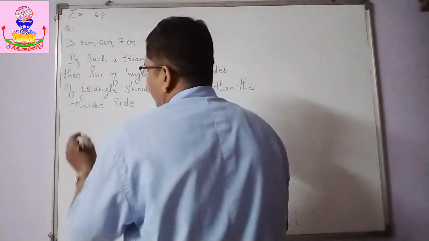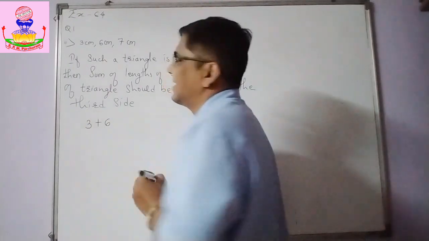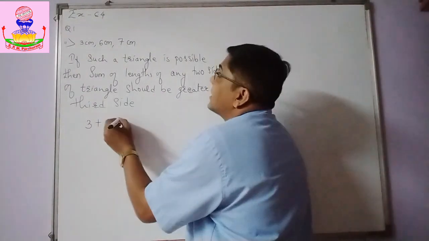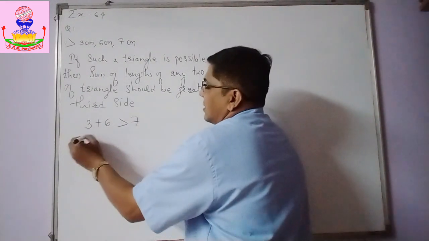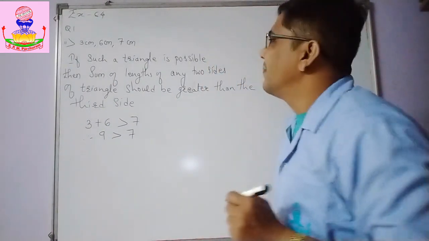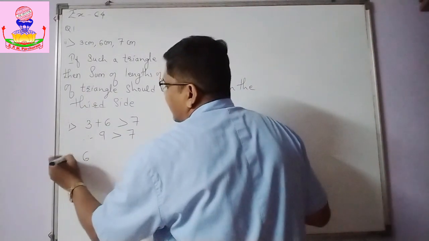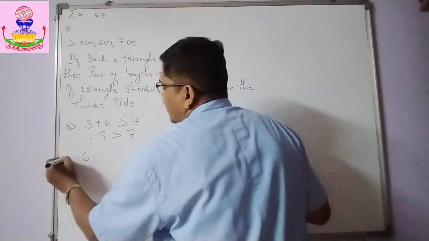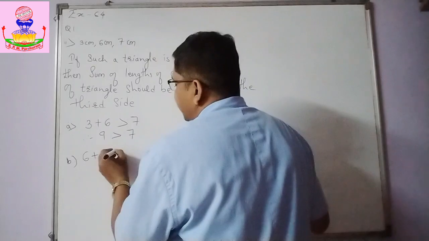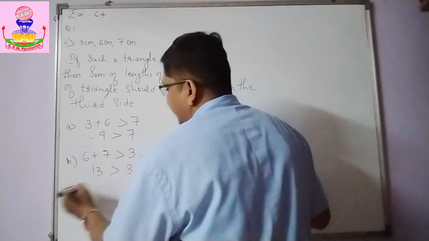3, 6 and 7. So 3 plus 6. That is how much? Is it greater than 7? Yes. 9 is greater than 7. This is the first case, I'll say it as A. Okay. This is B. Then 6 plus 7. Is it greater than 3? Yes, 13 is greater than 3.